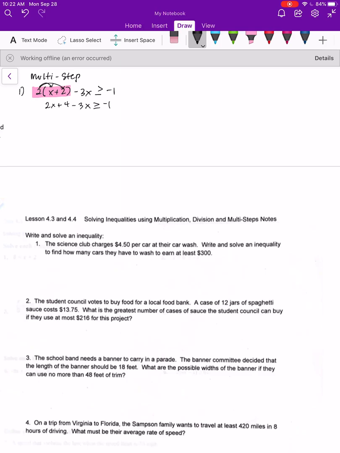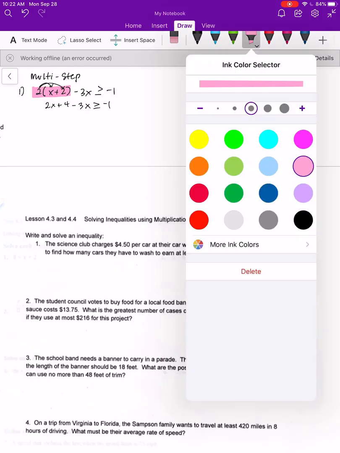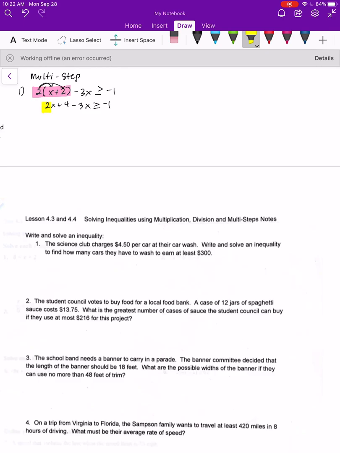Next, from there, we're going to combine like terms. So you have a 2x and a minus 3x, because they're all on the one side, so we're going to combine those. That would be -1x plus 4, or just -x plus 4 is greater than or equal to -1. Now we have to isolate the variable, so get the variable by itself. So that gives you -1x is greater than or equal to -5.